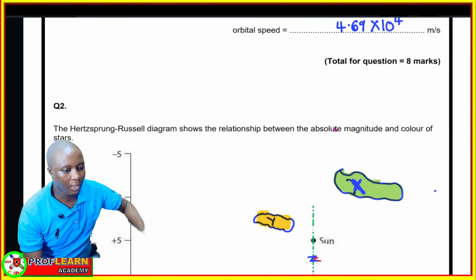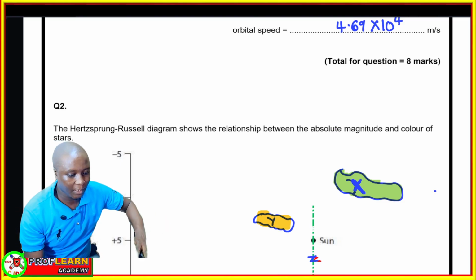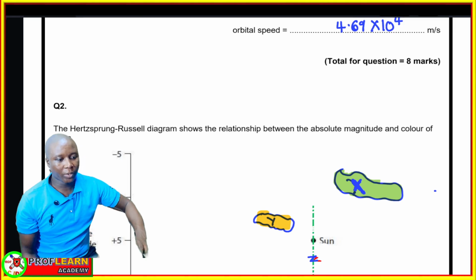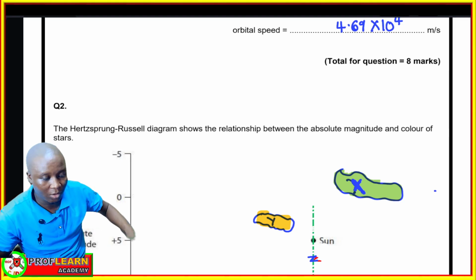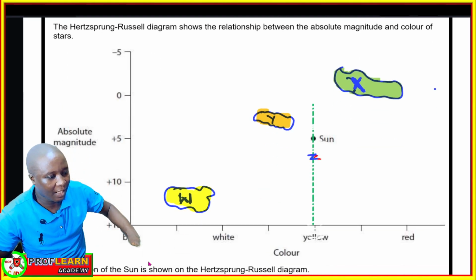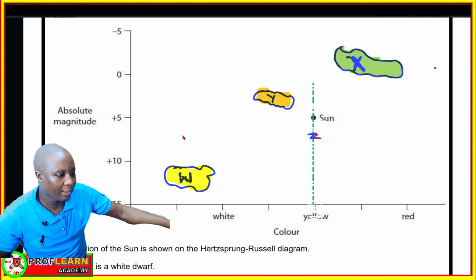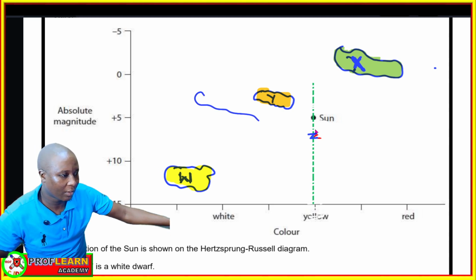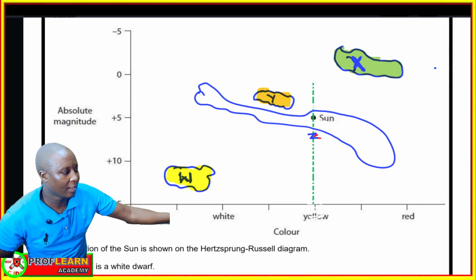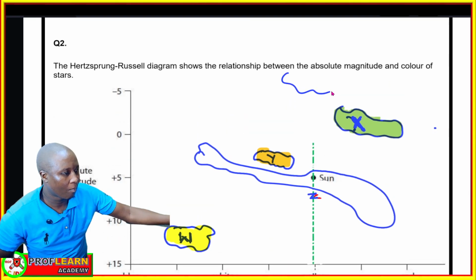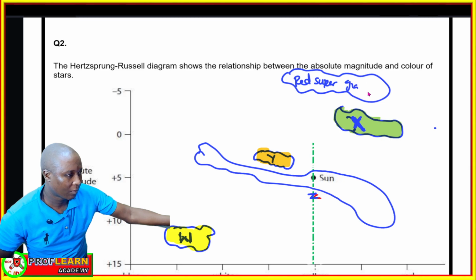In question number 2, we are talking about the Hertzsprung-Russell diagram. This is an HR diagram, which is a diagram used to identify the different regions a star is in during its life cycle. So the middle part here, we are going to have the main sequence. The white dwarf is somewhere below here, and then we have the red giant, and usually the red supergiants are much above here. Red supergiant.